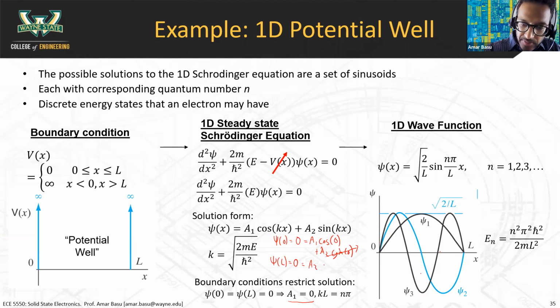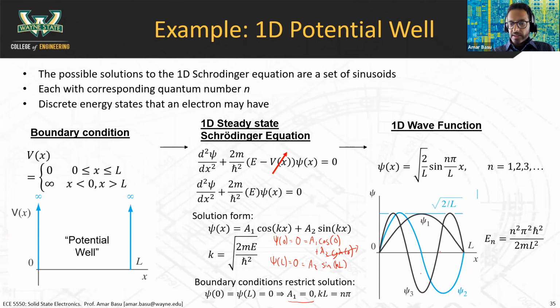A2 sine of k times L is equal to 0, right? Sine of kx equals 0. At x equals L, we're left with sine of k times L.